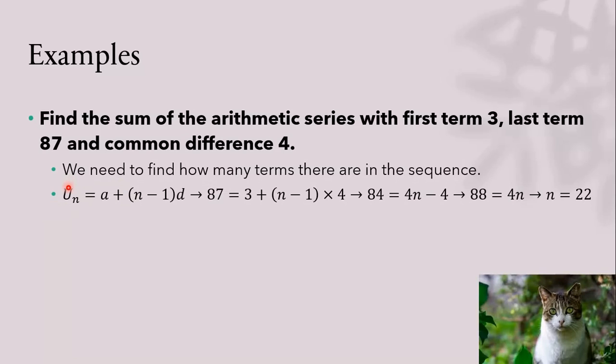So all we've done here is we know that u of something is equal to 87. And we can find that something because there's an n in the formula. Work it out from there. So we're looking for S of 22. S of 22, therefore, is going to equal 22 lots of 3 plus 87 over 2. And that is the same as 990. So that is our first example complete.